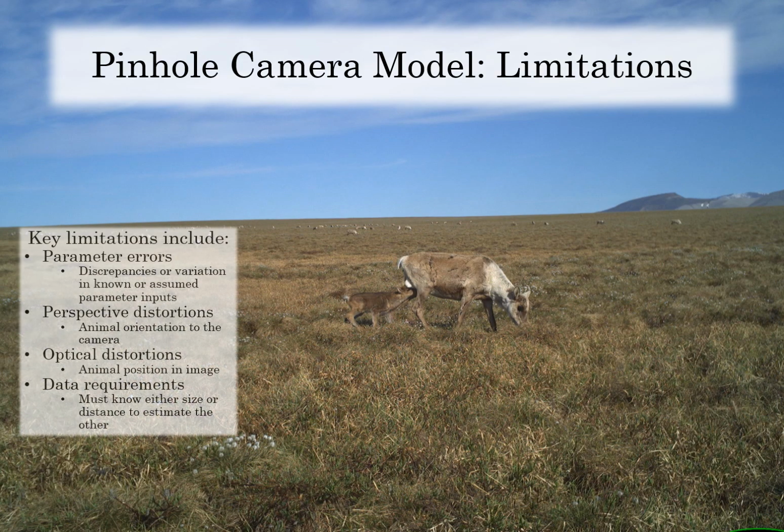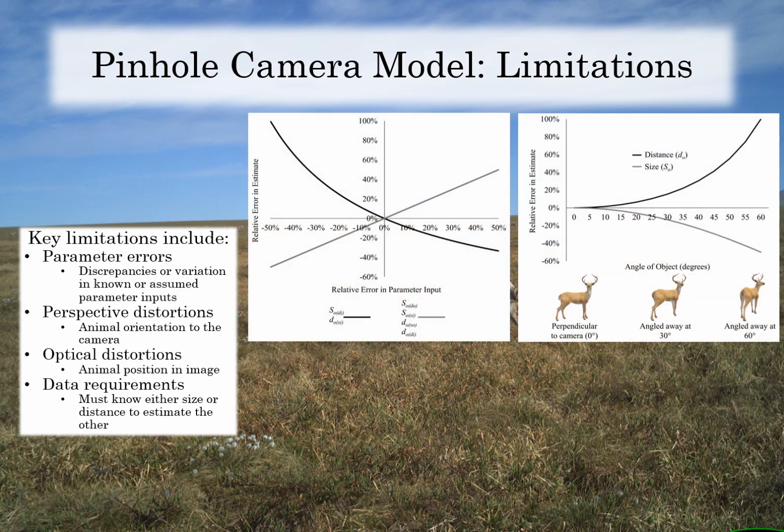Which brings us to a discussion on the limitations of the pinhole camera model, which include errors in the known or assumed parameter inputs, or variation in the orientation of the measured morphological dimensions relative to the camera, which are known as perspective distortions.